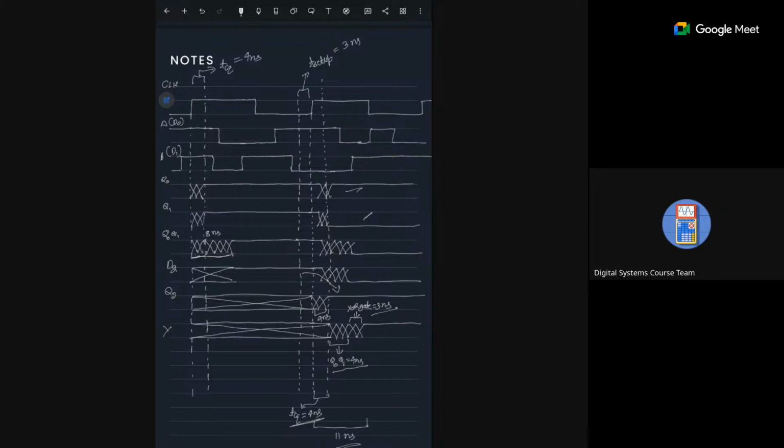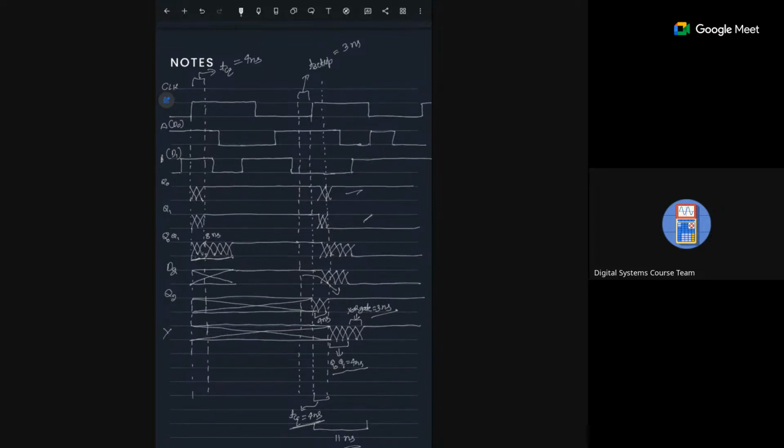But you are getting 15 nanoseconds, not 14. For the output delay, I'm getting 15 nanoseconds. But from this timing diagram, it comes out to be 11 nanoseconds, and I don't know if this timing diagram is right or wrong. If this is correct, then the right answer might be 11.